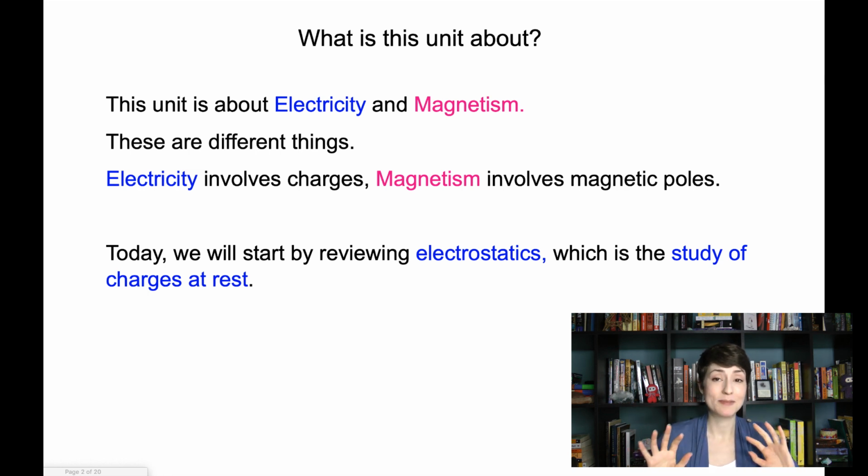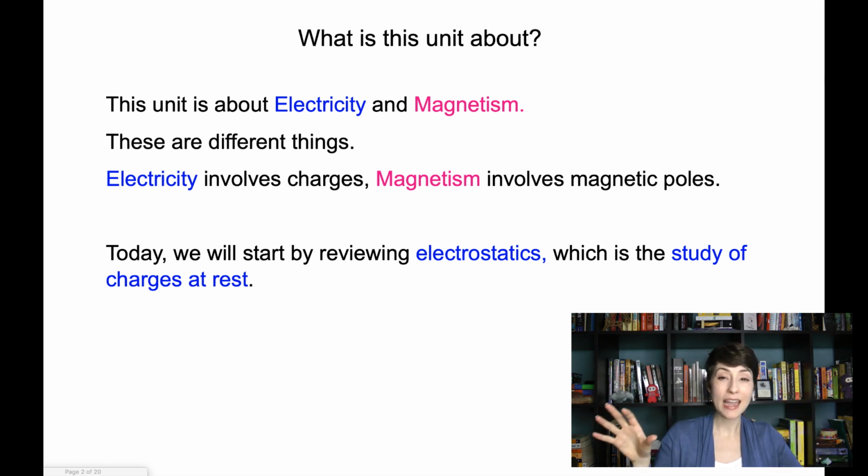Electricity and magnetism are different. It is very common for students to get them confused. Electricity involves charges. Charges can be positive or negative. Magnetism involves magnets. Magnets have north and south poles. So electrostatics and electricity, we're talking about charges. Magnetism, we're talking about magnets. Keep that in mind, don't get them confused, but today we're just going to focus on electrostatics.